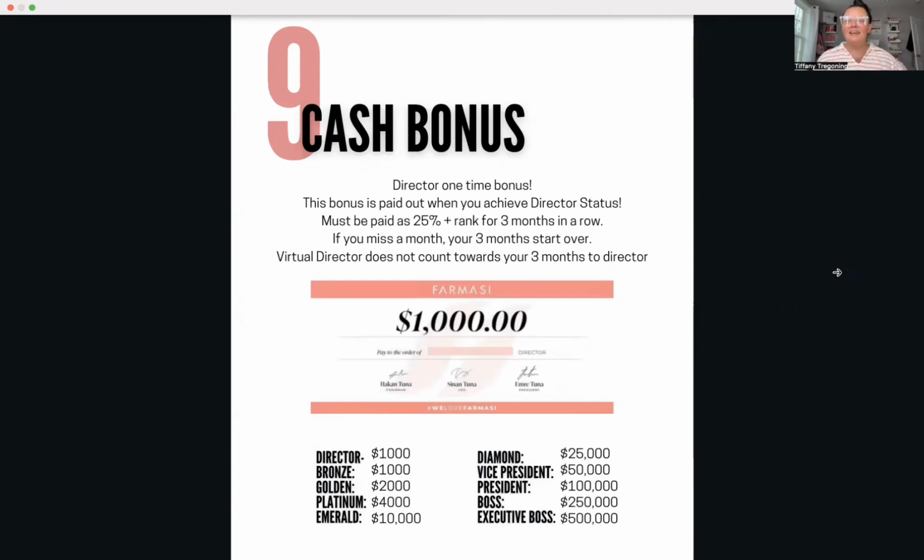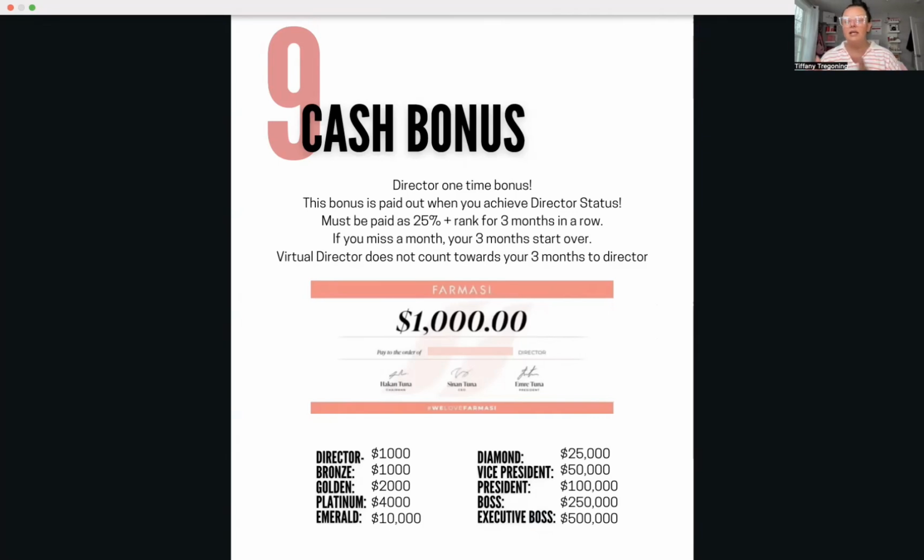Okay, now let's talk about cash bonuses. I'm sure if you're new to pharmacy, you have probably seen these big life-size checks. I wish they were behind me for you guys to see, but you've probably seen these big checks that you get. This is a one-time cash bonus for director statuses. Okay, so this starts at 25% director, and then it's going to be a cash bonus for every time you hit director status for each rank. Okay. So again, like I was talking about before, you have to hit that same rank 3 months in a row. Okay.